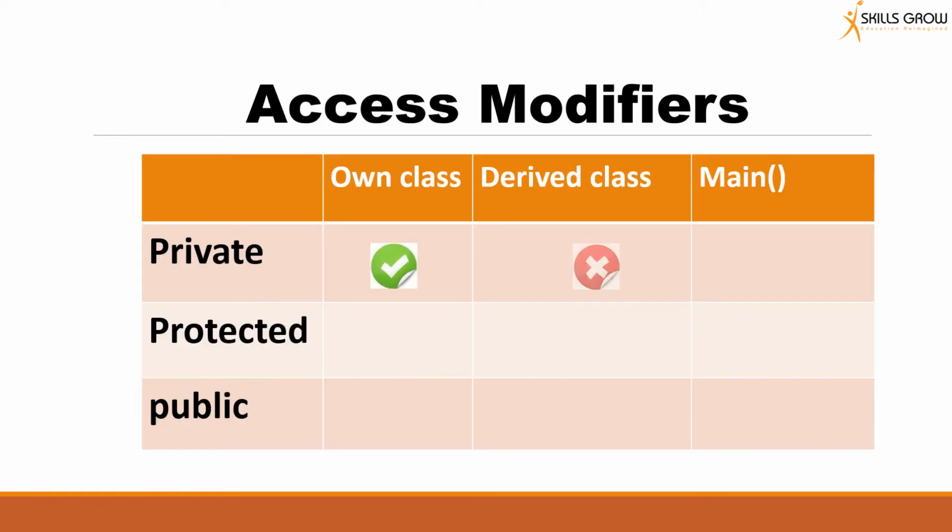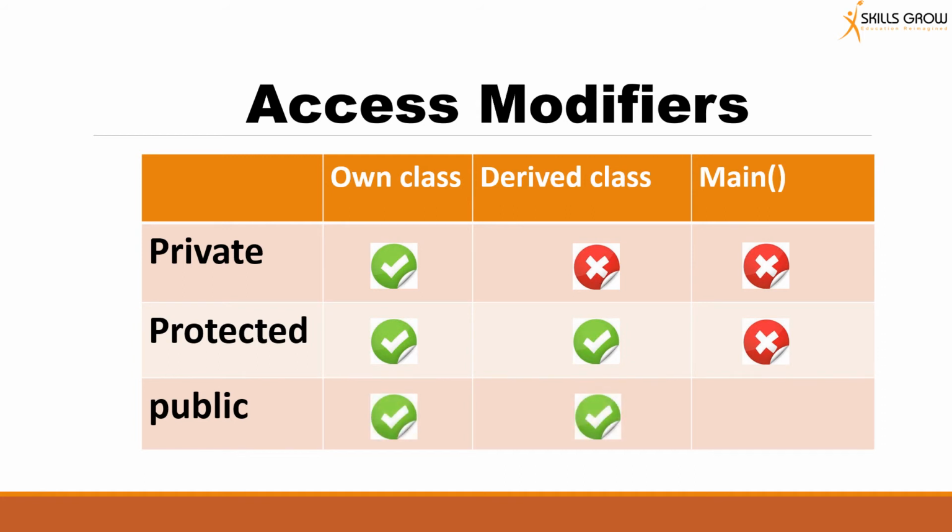The private data members are restricted to their own class. The protected data members can be accessed by the own class and also the derived class. The public member functions and data members can be accessed by the own class, derived class, and also by the main function. You will learn more about derived classes in the topic named inheritance.